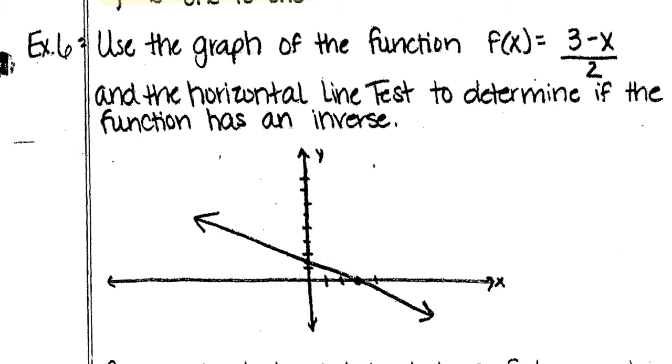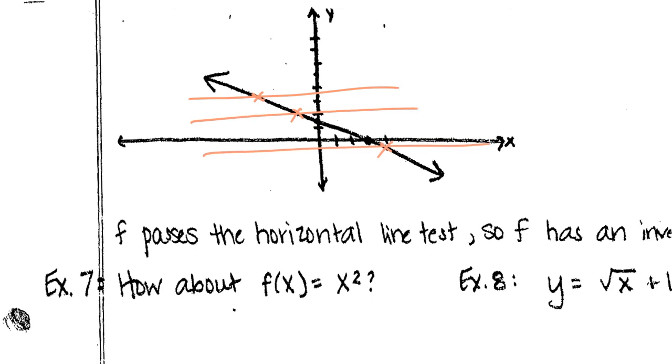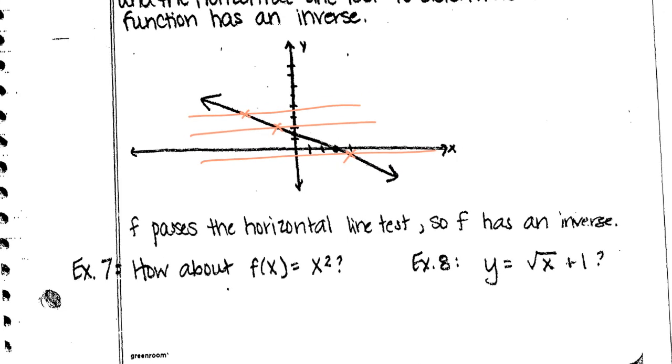Example 6 says, use the graph of the function. So this is graphed here: f of x is equal to 3 minus x, all over 2. So this is just a linear function, and it says to use the horizontal line test to determine if it has an inverse. Notice because it only hits one place, we know that f passes the horizontal line test. We've already done example 7, we did that above. But what about example 8?